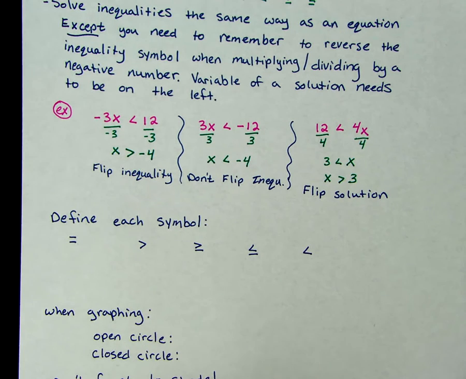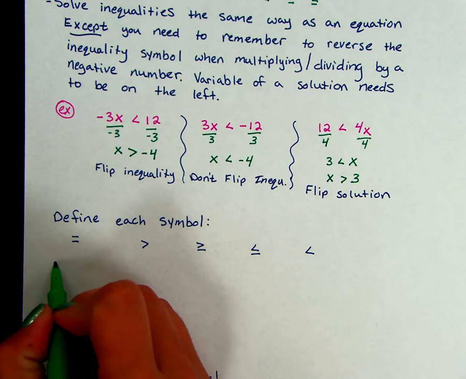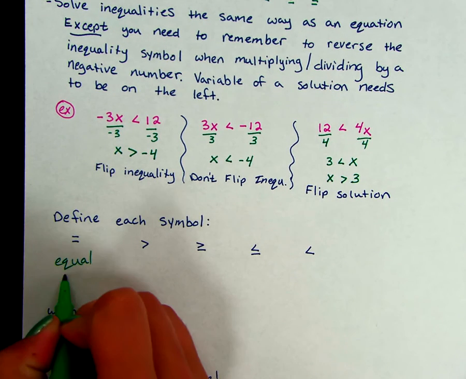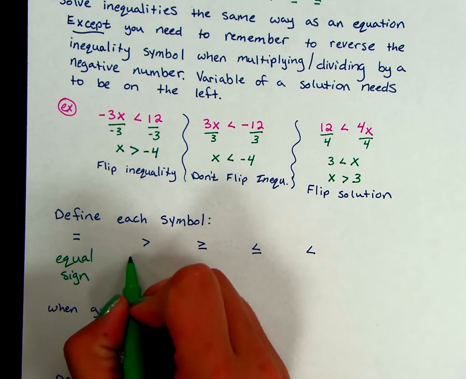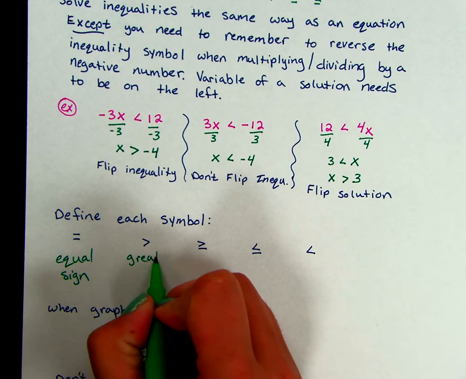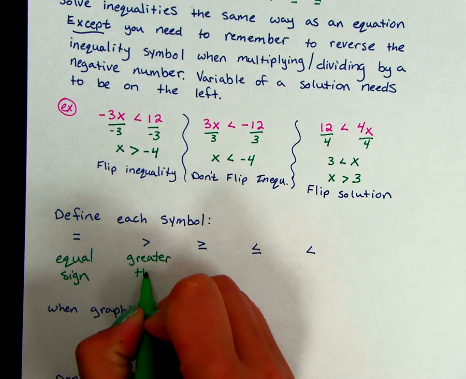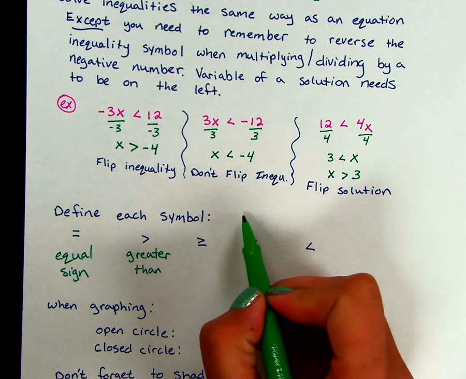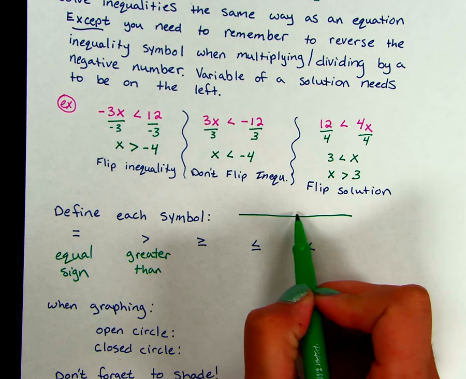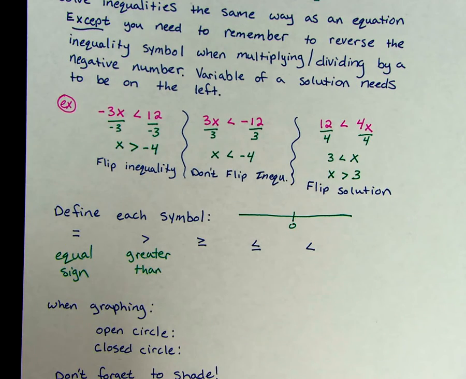Now again, here are our symbols. We talked about it a little bit already. Here we have our equal sign. And then this is the greater than sign. Sometimes it gets a little confusing. How do I remember which one's greater than and which one's less than? Think of a number line. I'm just going to draw one. Here's our number line, with 0 somewhere in the middle.